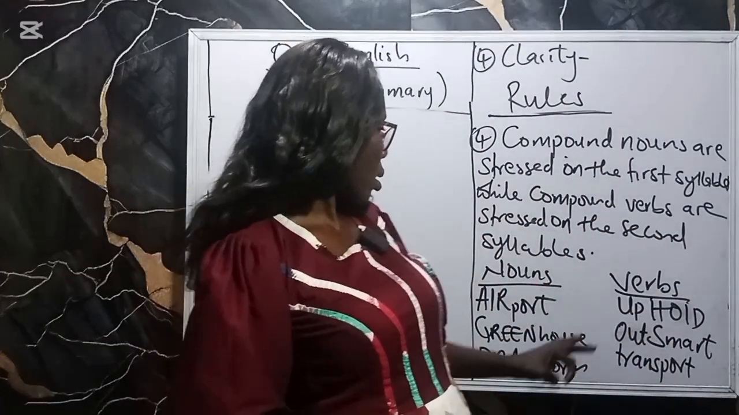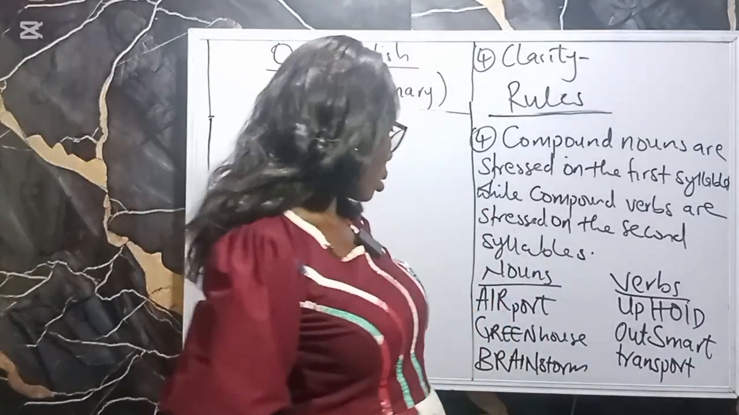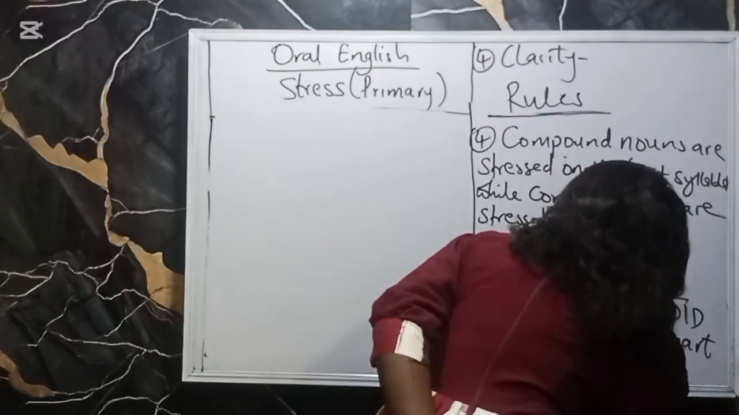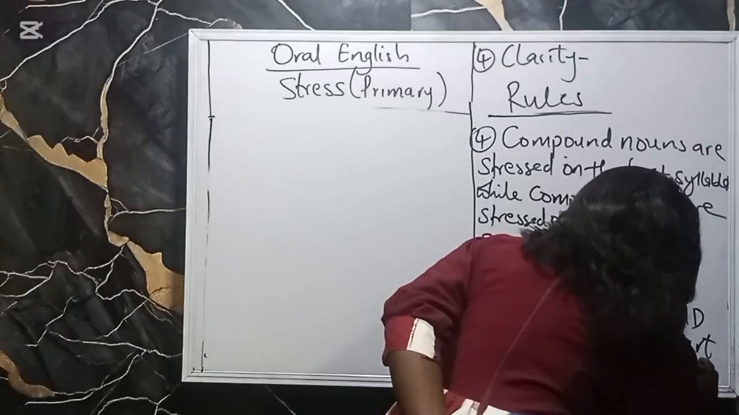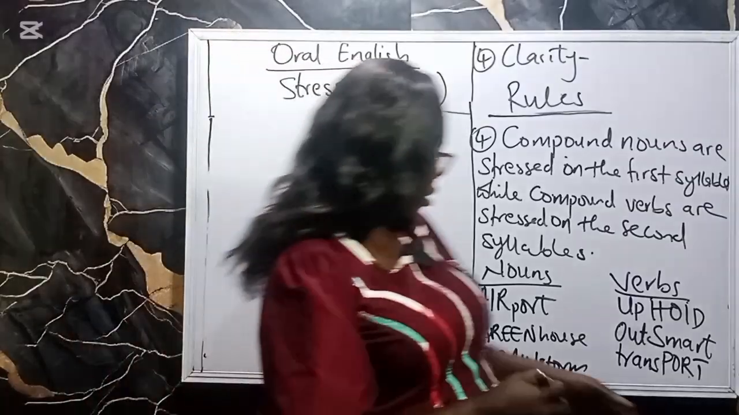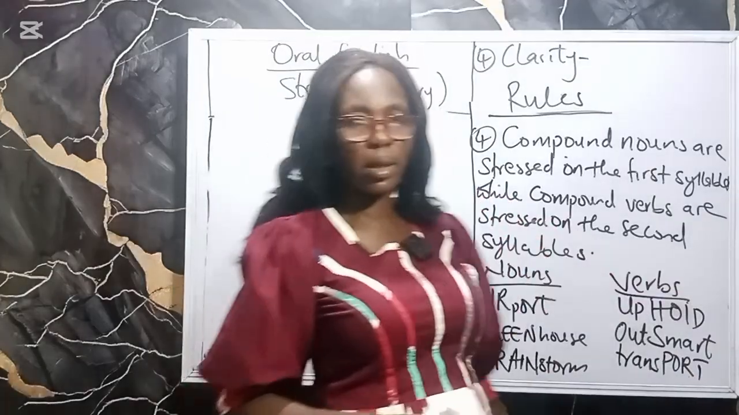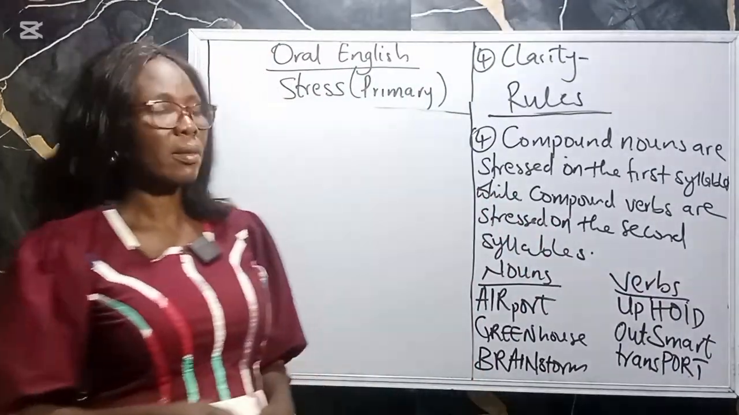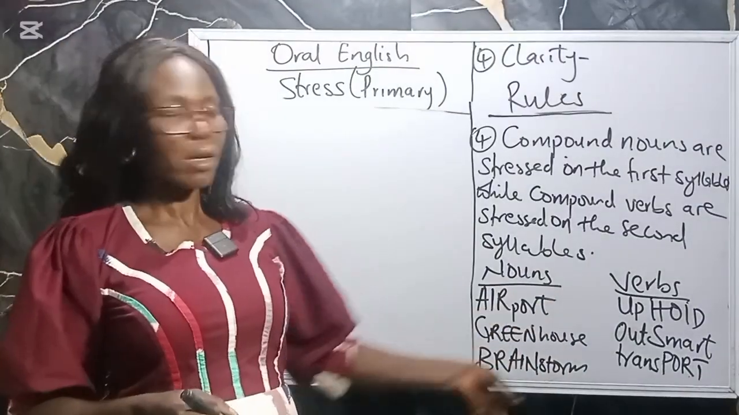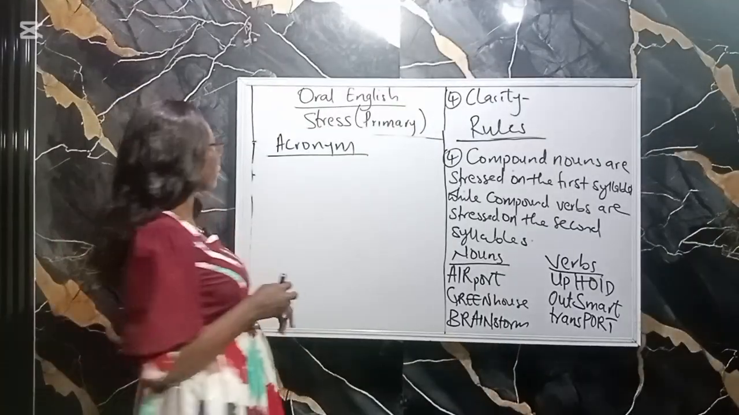Uphold, outsmart, and then transport. Remember, this was supposed to be in capital letter. Transport. No, the one you stress is the second one. Outsmart, uphold. Okay, so that's it. These are the stressed syllables that you can see. Second, now first. Okay, let me give you the acronym.